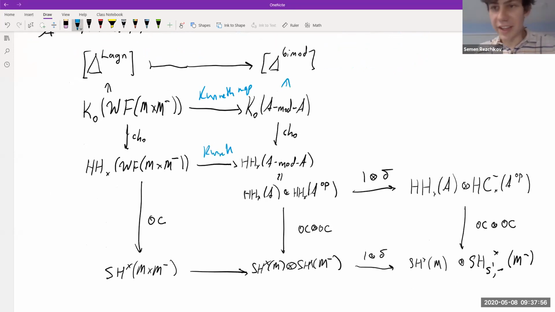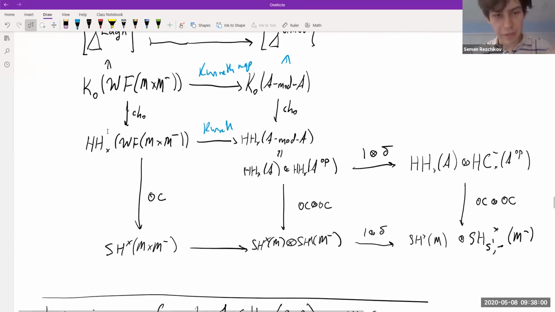And this sends the diagonal Lagrangian to the diagonal bimodule. So then, okay, we're still trying to compare with symplectic homology. So maybe we can just try to apply. There's another question from Paul Seidel. Paul, please go ahead.